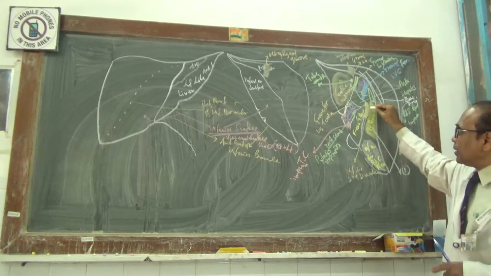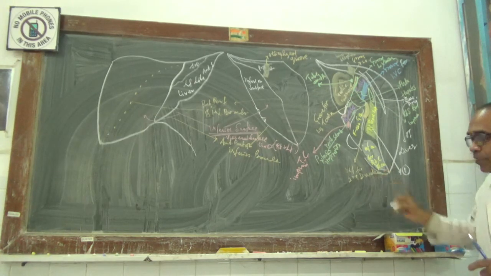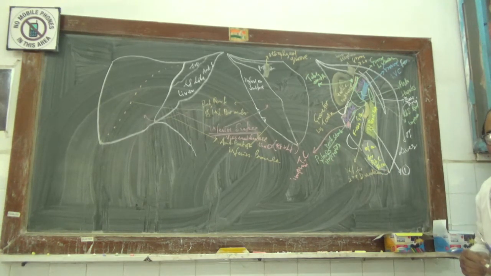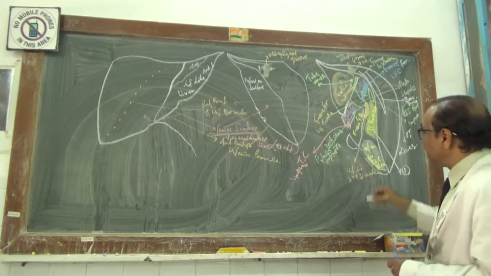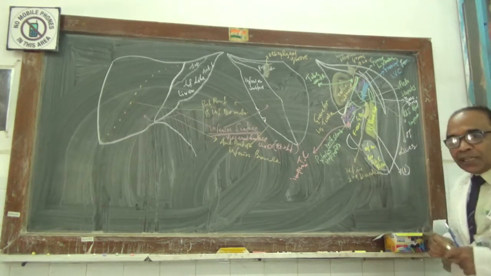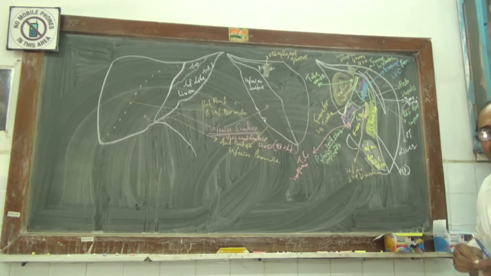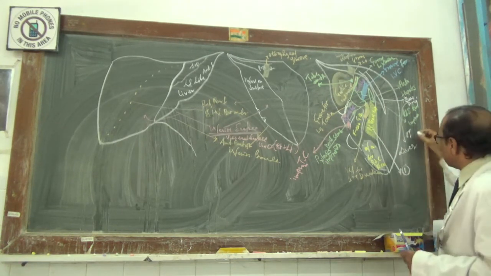Medially, it has the impression made by the second part of the duodenum, and definitely the ending of the first part of the duodenum. So that will be the relation of the right renal impression on the inferior surface of the right lobe of the liver. Now you have to go to the second.